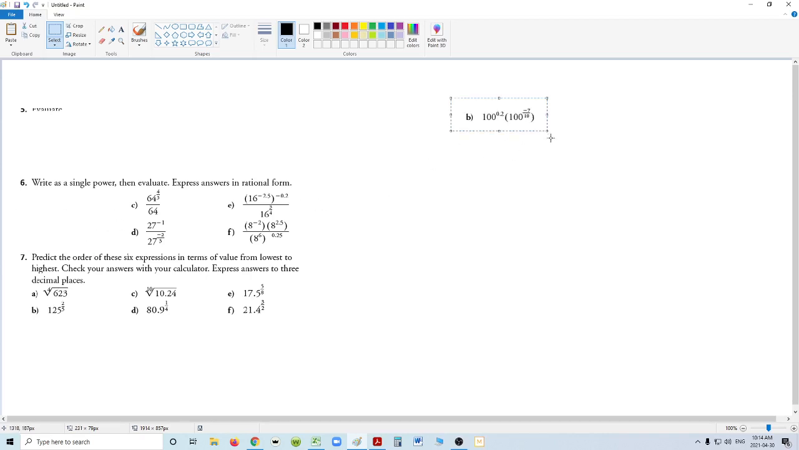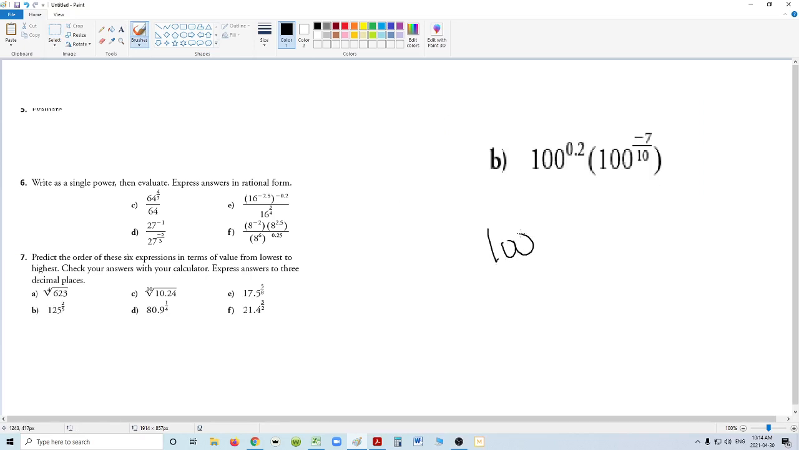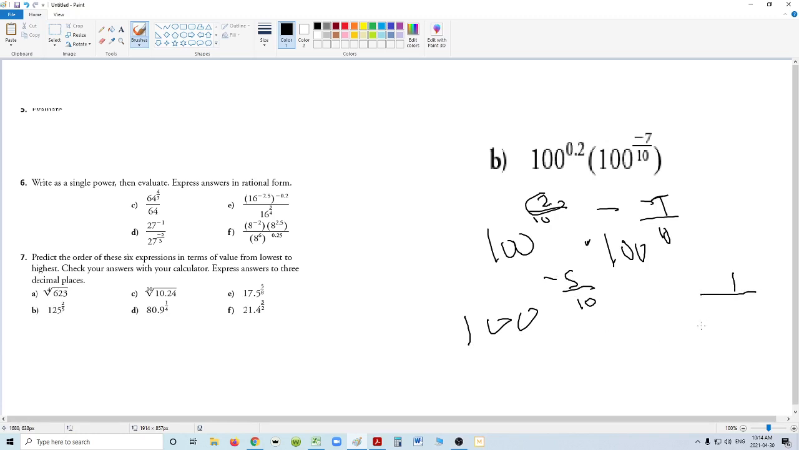Same thing with this. You just have to remember to convert that 0.2 to 100 to the power of 2 over 10 times 100 to the minus 7 over 10. When I add these, it becomes 2 minus 7. So it becomes 100 to the minus 5 over 10, which is the same as 1 over 100 to the 5/10. 5/10 can be simplified to a half. Square root of 100 is 10, so it's 1 over 10.